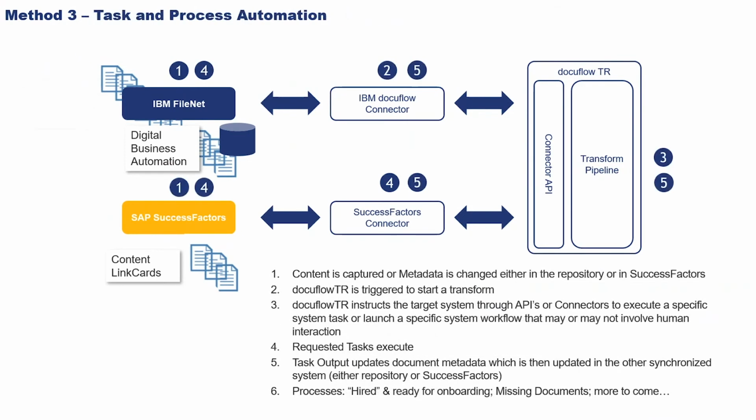Finally, there's task and process automation. Anywhere throughout the process, whether in FileNet or in SuccessFactors or even in the transform pipeline, various tasks and processes can be kicked off and automated.